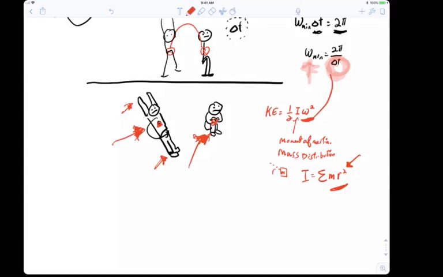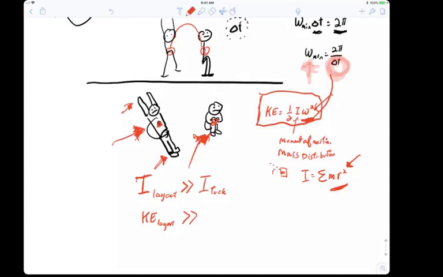What does that mean? That means that the moment of inertia in this position, it's called layout, is going to be way bigger than the moment of inertia in the tuck position. What does that have to do with anything? Well, that means that the kinetic energy, keep in mind that they both have the same angular velocity. They both go around the same amount of time. The kinetic energy in the layout position, because I is larger, has to be way bigger to do a successful backflip than in tuck position.